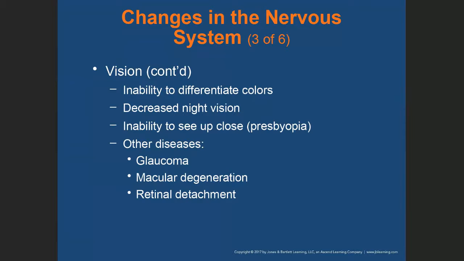Other diseases can occur, such as glaucoma, which is an increase in pressure on the optic nerve in the eye. They can have macular degeneration. They can have retinal detachment. Remember that the retina is a link between the eye and the rest of the brain. So if retinal detachment occurs, the patient won't be able to see.